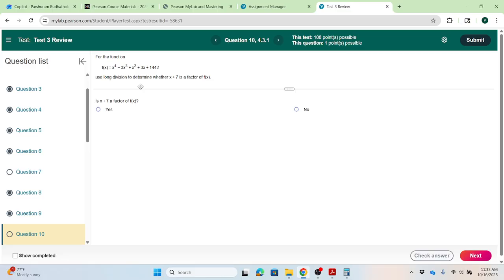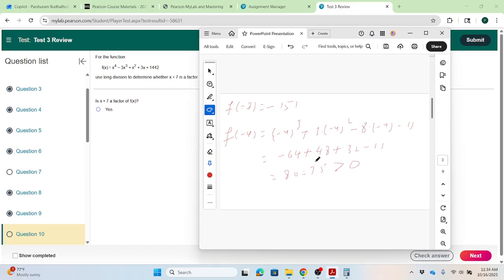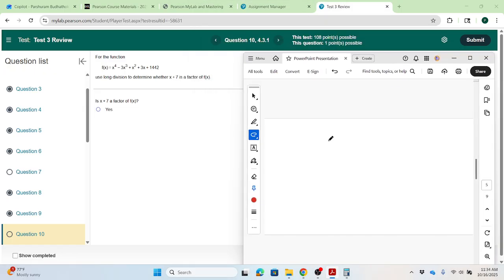For the function, use long division to determine whether x plus 7 is a factor of f of x. For it to be a factor, the remainder is supposed to be 0. You can use long division or synthetic division. It doesn't matter, but here they are asking for long division. So I'm going to divide x to the power 4 minus 3x cubed plus x squared plus 3x plus 1442 by x plus 7. You can also divide this by synthetic division, no problem.